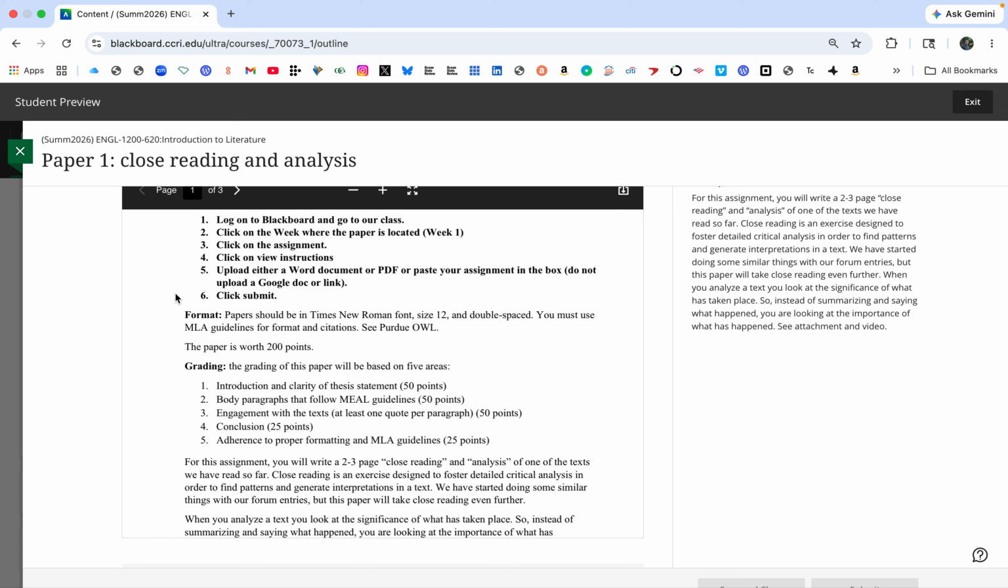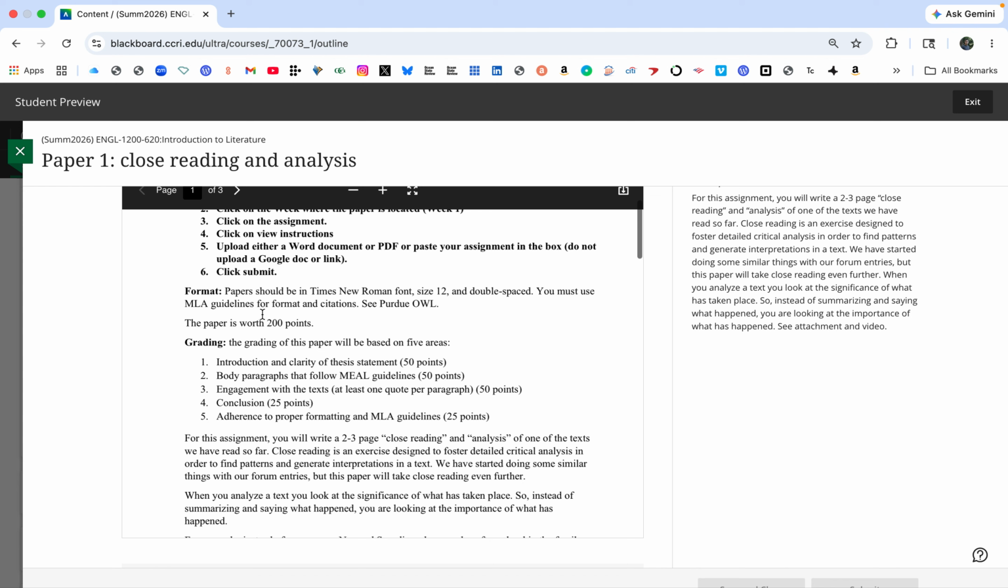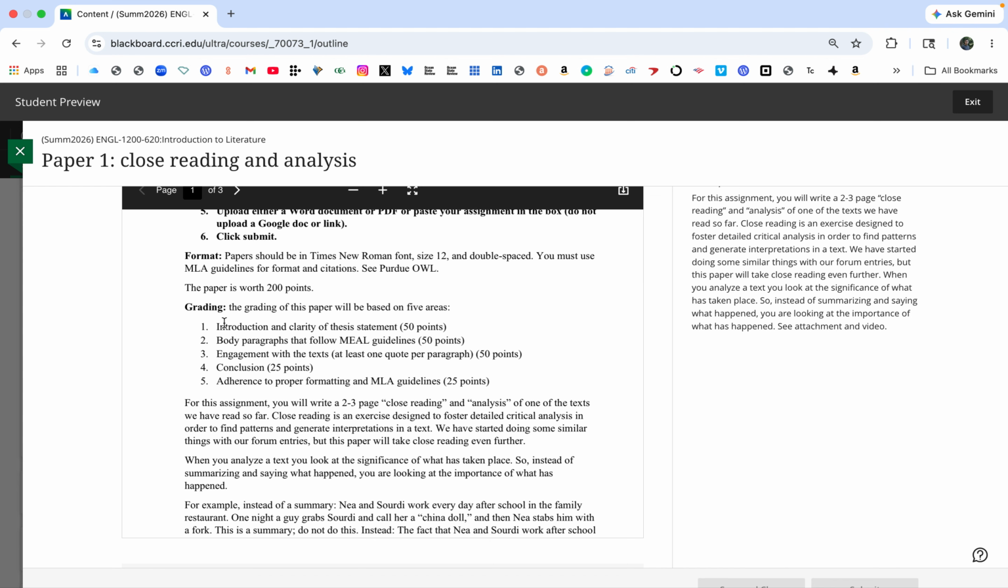Paper should be in Times New Roman font, size 12 and double space. You must use MLA guidelines for format and citations. And I'm going to go over that after we go over the assignment. The paper's worth 200 points. And here's our rubric breakdown.